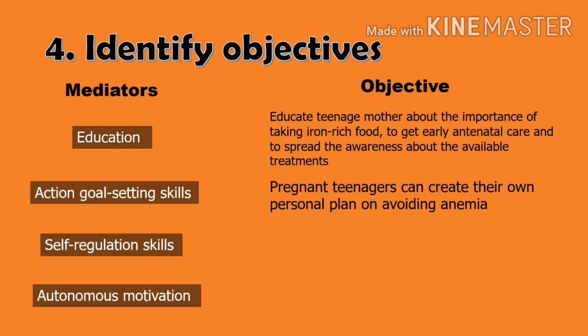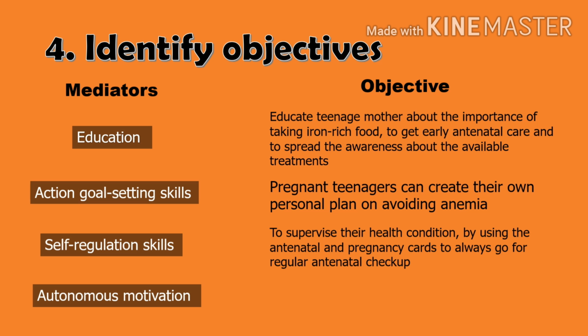We hope that pregnant teenagers can create their own personal plan to avoid anemia. The third mediator, which is self-regulation skills, we aim that teenage mothers supervise their health condition by using their antenatal and pregnancy cards to always go for regular antenatal checkups. And the last objective is that we aim that pregnant mothers will have their own personal desire for their pregnancy experience.